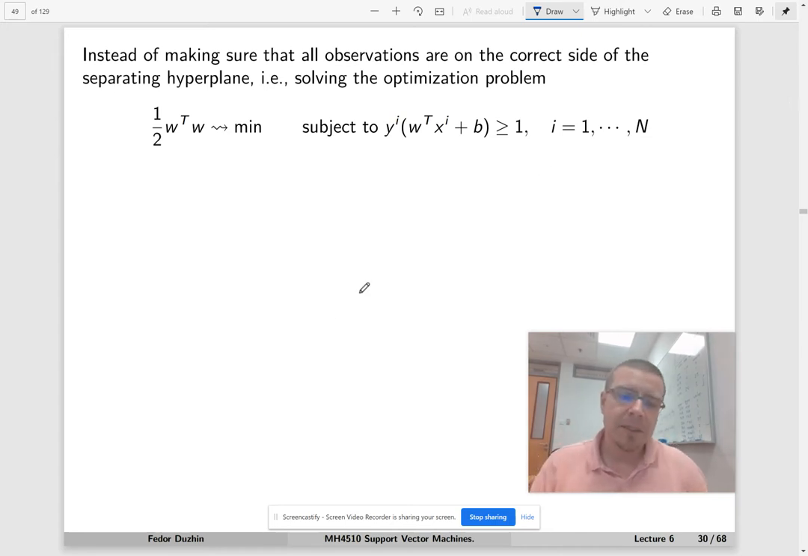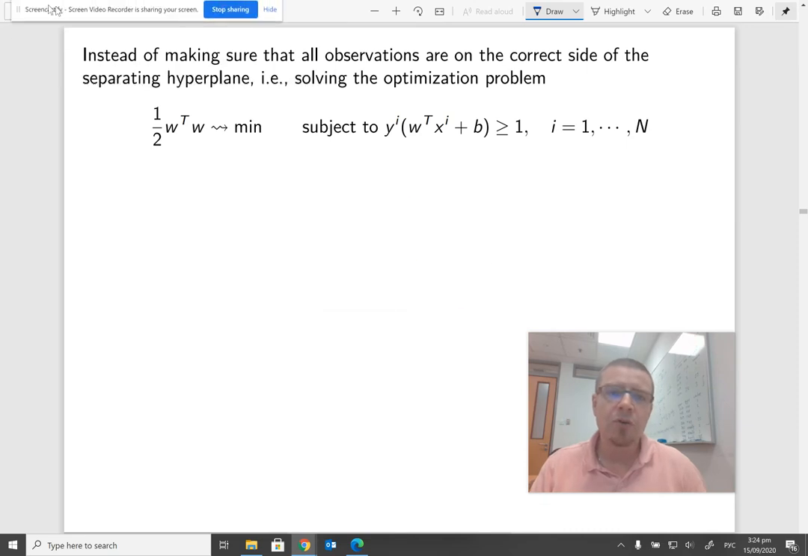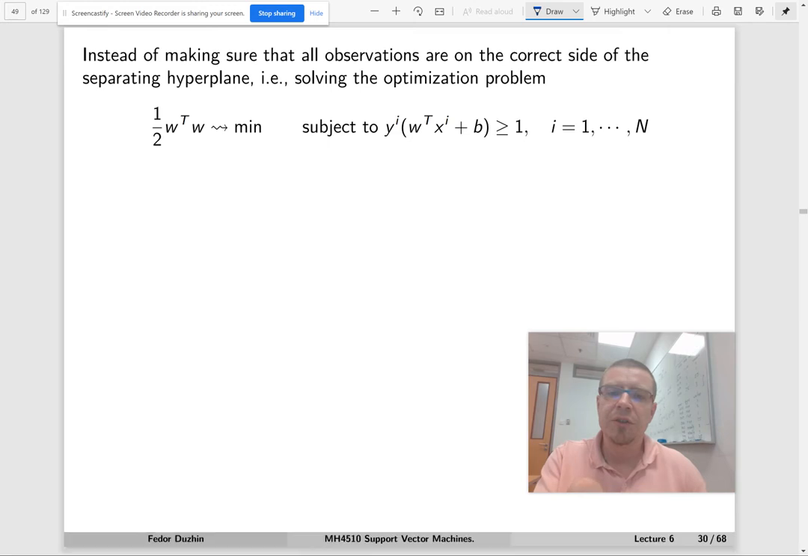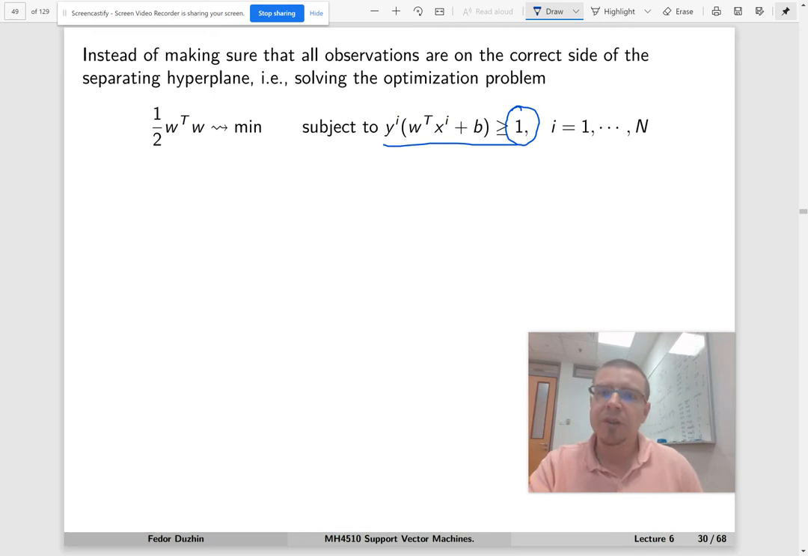All right, so let us look at the optimization problem again. If we could separate the classes perfectly, then it means that we solve this optimization problem: we minimize the square norm of the vector W subject to this constraint. And this constraint tells us that all the training observations are on the correct side of the margin. Here we have bigger than or equal to 1. So how do we allow for some misclassification?